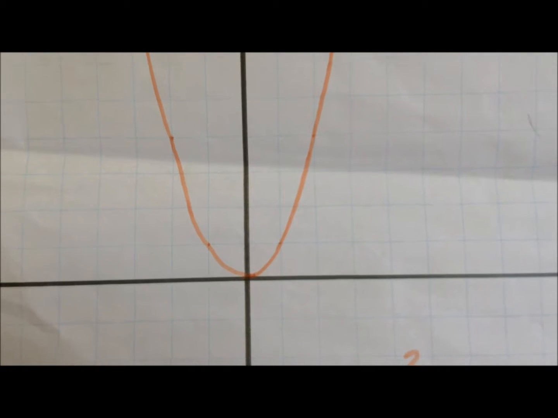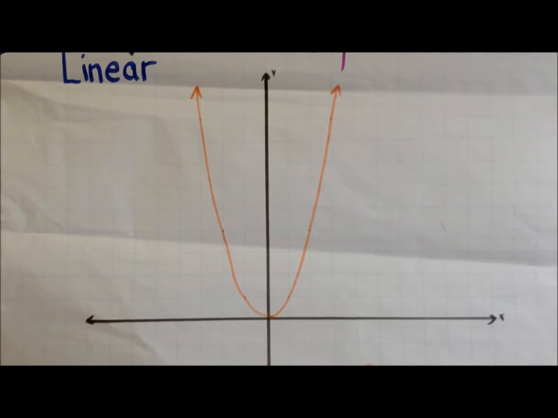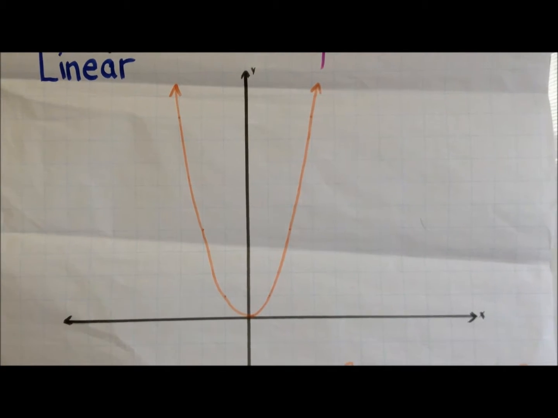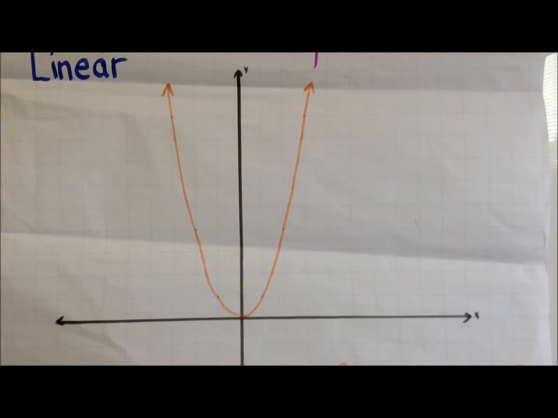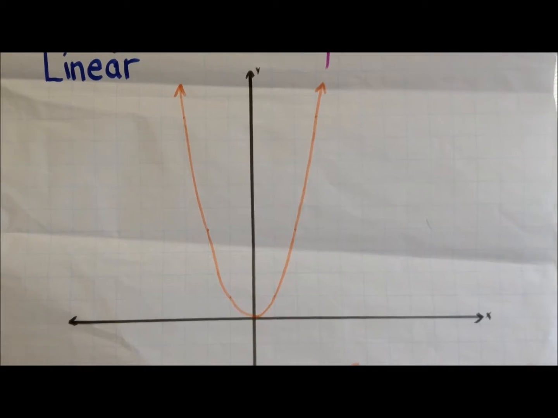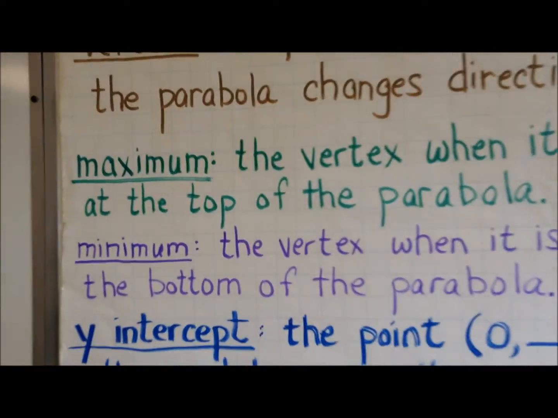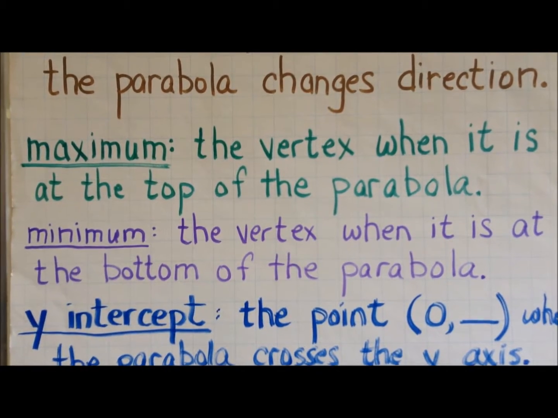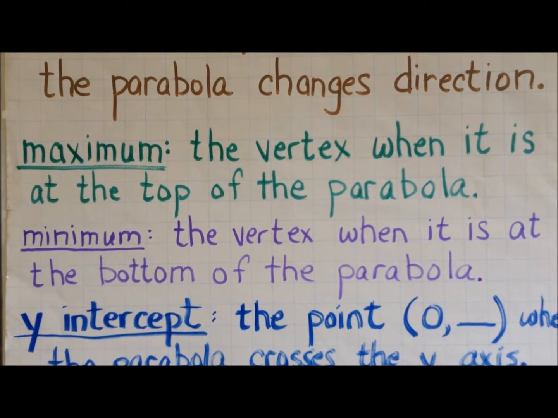Now the vertex is either at the bottom or top of the parabola. In this particular case, it is at the bottom. It's kind of like a valley. So as we take a look at this, the vertex is the lowest or the minimum point. If it's turned the other way, it would be called a maximum point. We'll deal with those in a couple of lessons.